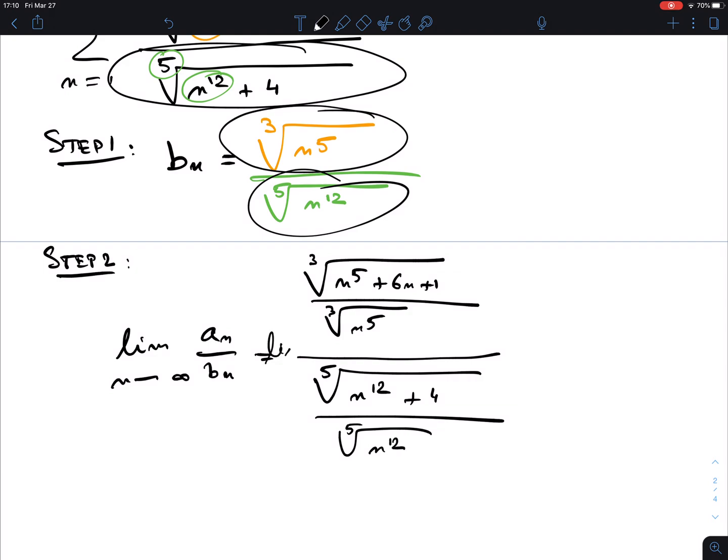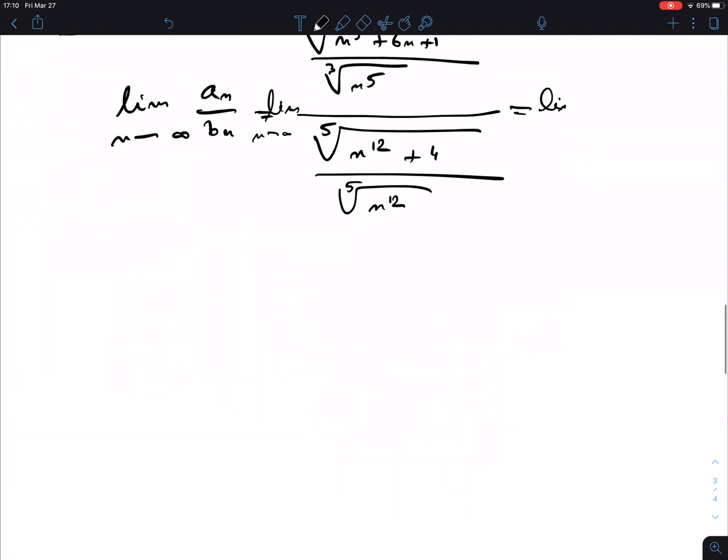Okay, this is still a limit. All right, so what now? Let me put it underneath here.